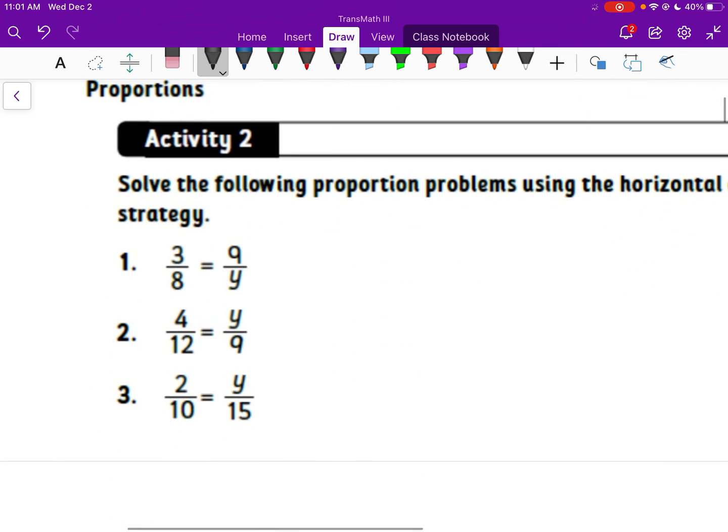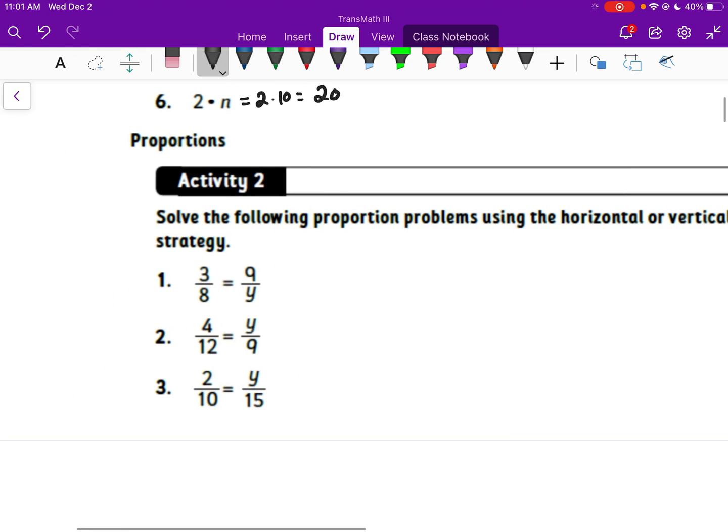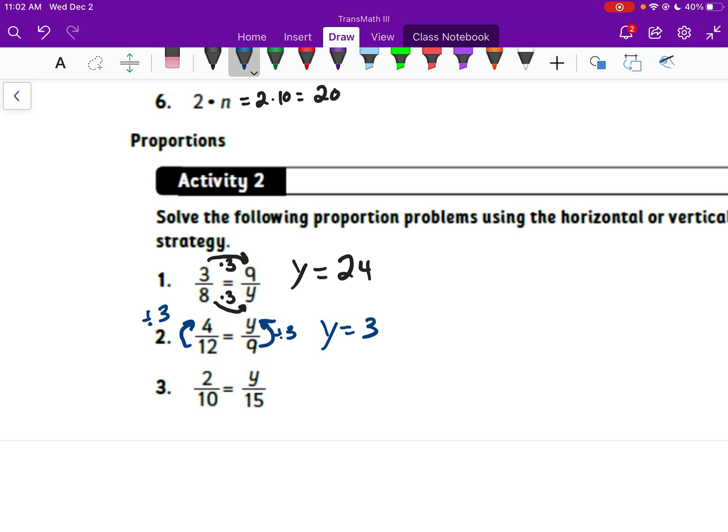Activity 2, proportions, solve the following proportions using the horizontal or vertical strategy. So on number 1, okay, vertical, if I went vertical, there's no easy way to get from 3 to 8. So I'm going to use my horizontal strategy in this case. 3 times 3 is 9, so 8 times 3 equals y. So in this case, y is equal to 24. Number 2 there, get from 12 to 9 is not good. So if I can go from 12 to 4, that will be easier. We're going from a larger number to a smaller number. So we're dividing, and we're going to divide by 3. 9 divided by 3, I get y is equal to 3.